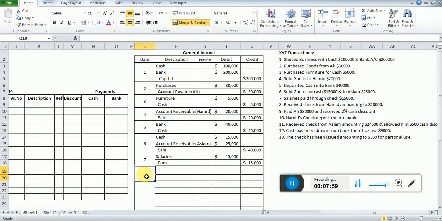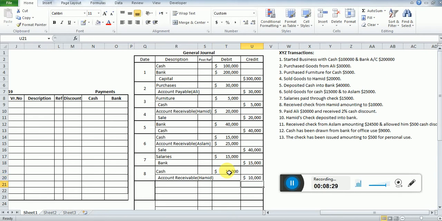Okay, number 8, we have received a check from Hamid amounting to $10,000. It means the cash account should be debited, okay, and accounts receivable, which is Hamid, should be credited. Okay, what do you have to debit here? How much amount? That is $10,000, and here you have to credit $10,000.